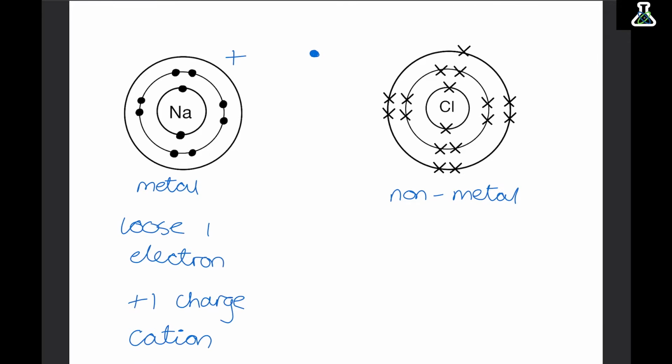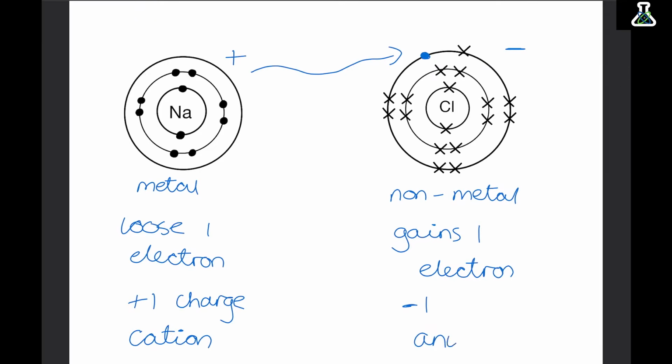Now we already have this 1 electron that's been floating around from the sodium. So chlorine gains this electron. So sodium has given its electron to chlorine. So it gains 1 electron. So this forms a -1 charge. So chlorine forms a negative ion. And this is an anion.